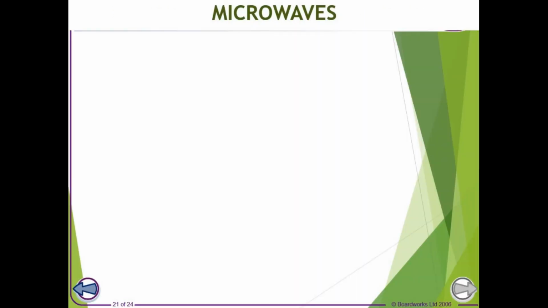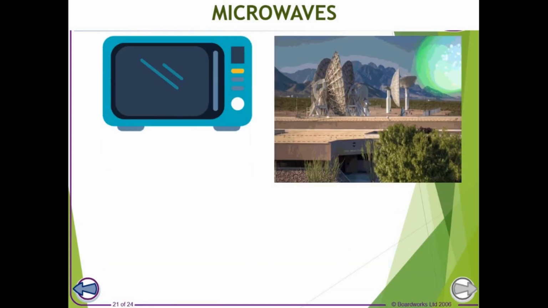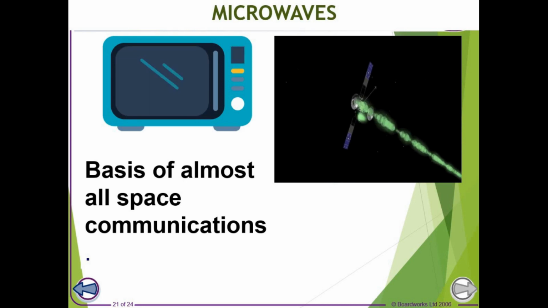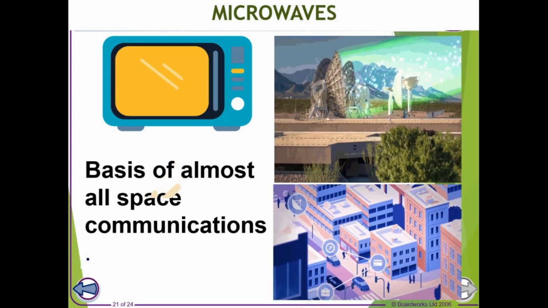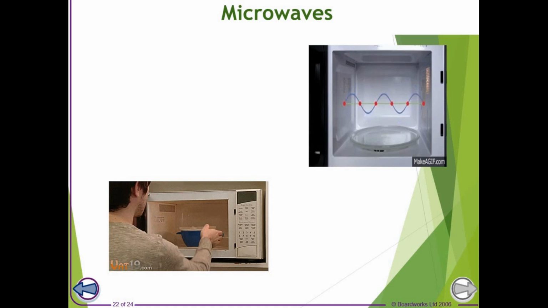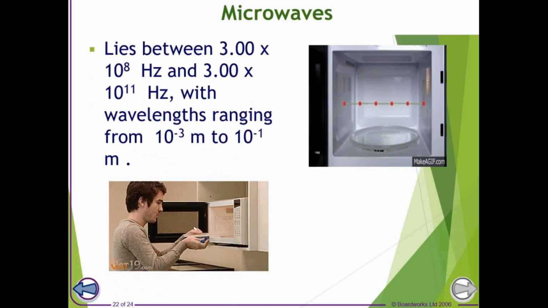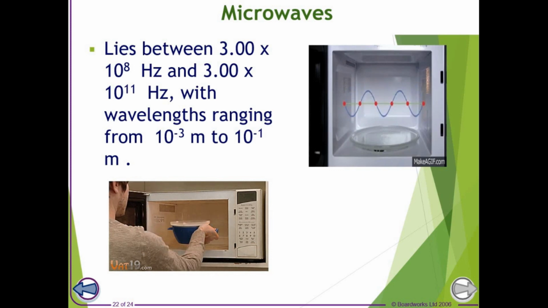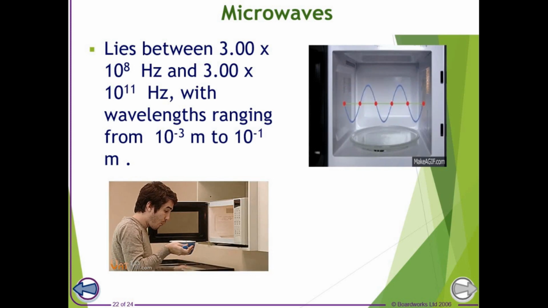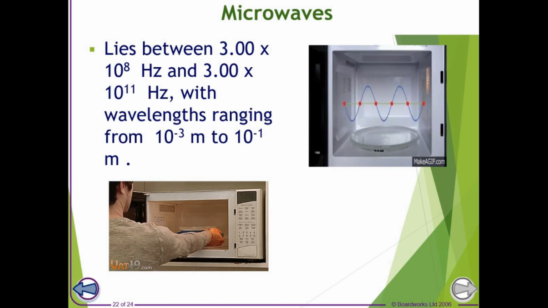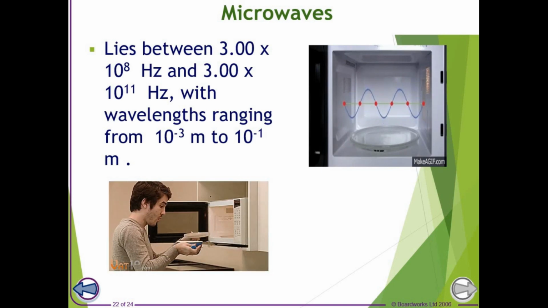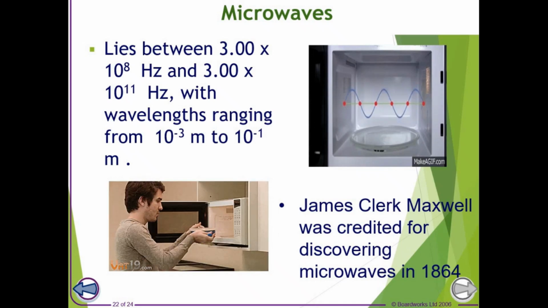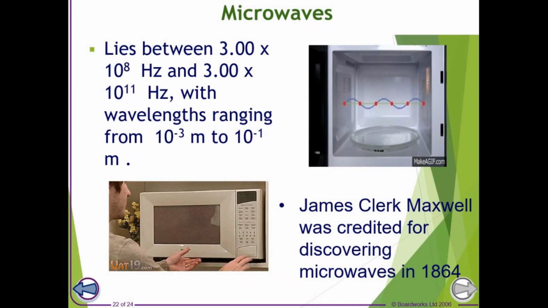Now, let's talk about microwaves. Microwaves are the basis of almost all space communications. The microwave region in the spectrum lies between 3 times 10^8 Hz and 3 times 10^11 Hz, with wavelengths ranging from 10^-3 meters to 10^-1 meters. James Clerk Maxwell was credited for discovering microwaves in 1864.